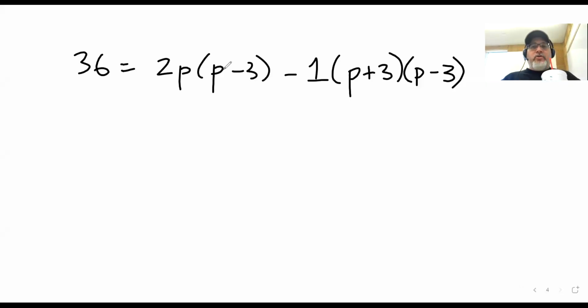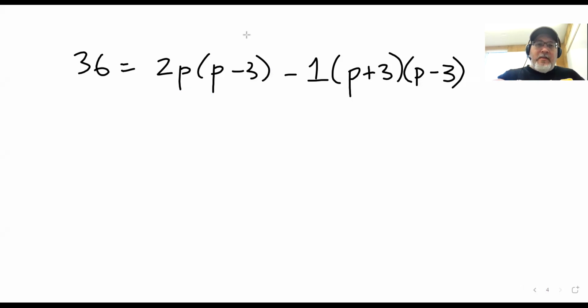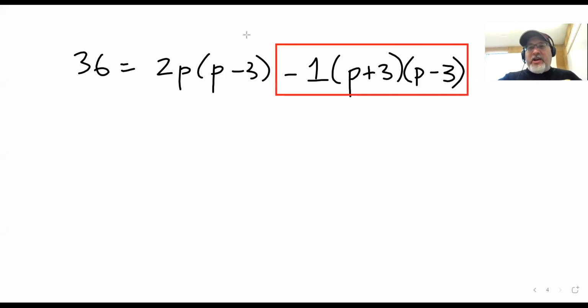Now that we've fixed one issue, the fractions, we have to fix another issue, the parentheses. But by now you should know how to get rid of most parentheses when they're being multiplied. In the first term on the right, the 2p times p minus 3, I'm not too worried about that. That's going to be the distributive property. We'll get to that in a second. But the second term, and notice that I included the minus with the 1, because if that 1 gets distributed, then the minus goes with it.